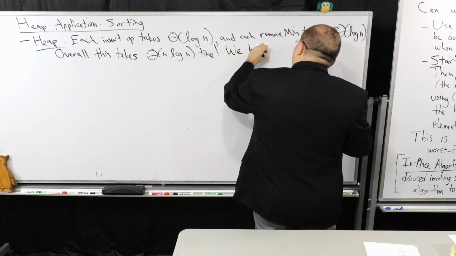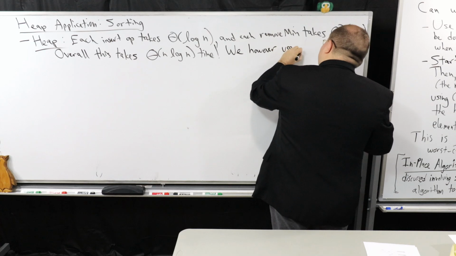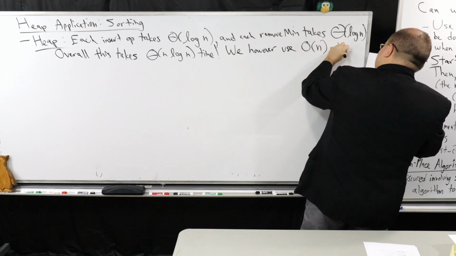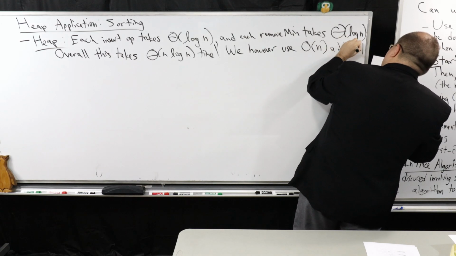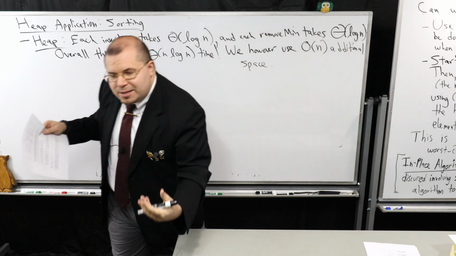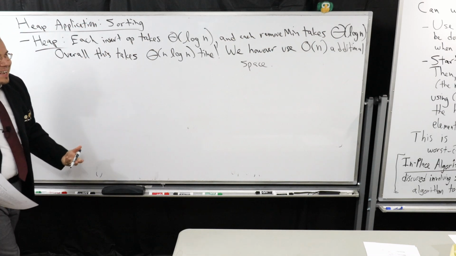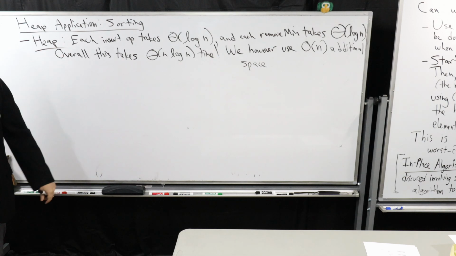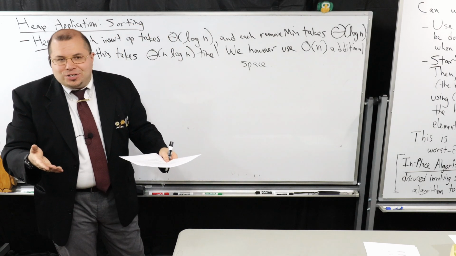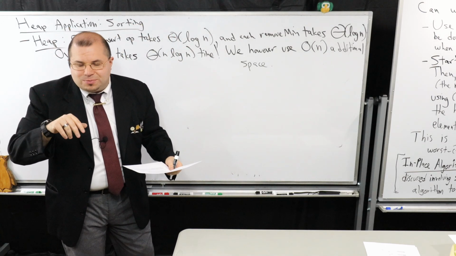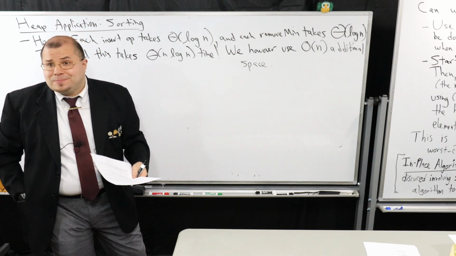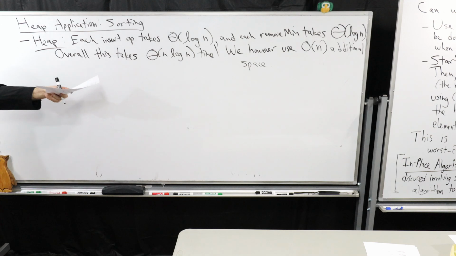So I say we, however, use big O of n additional space. Why? Because remember, I build the binary heap. I would like to have it where I could get rid of that additional space, so I use a constant amount of space. So I give you my array, and I want to use no more than a constant amount of extra space. I just basically want to have a bunch of variables kicking around and just the input array. That's what I want to do, is eliminate that space.